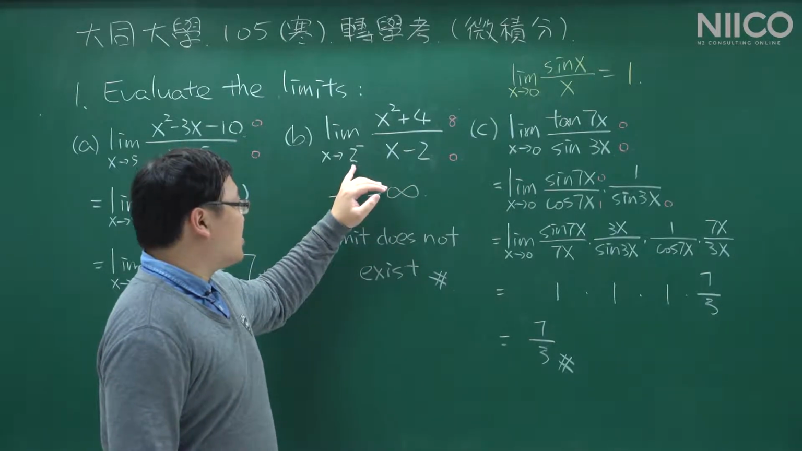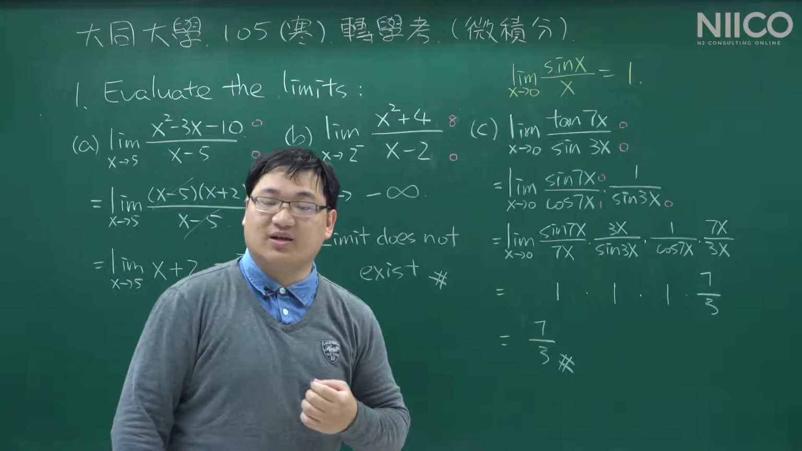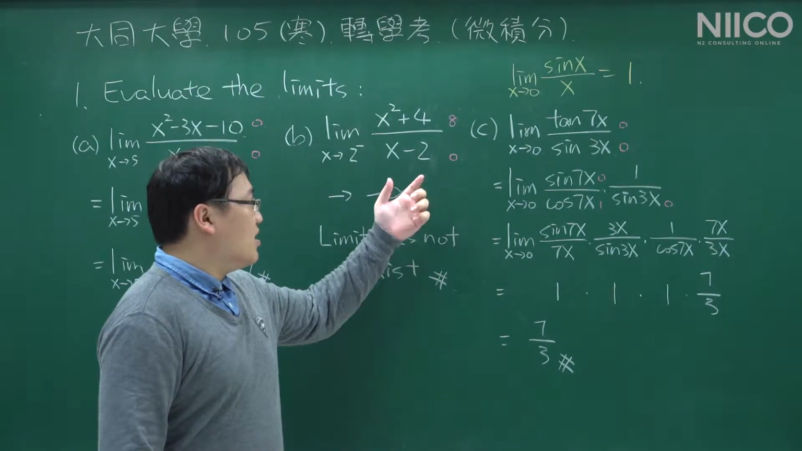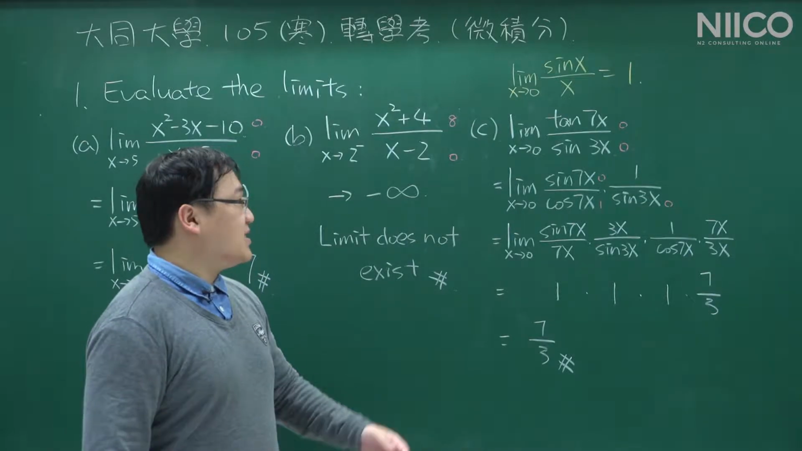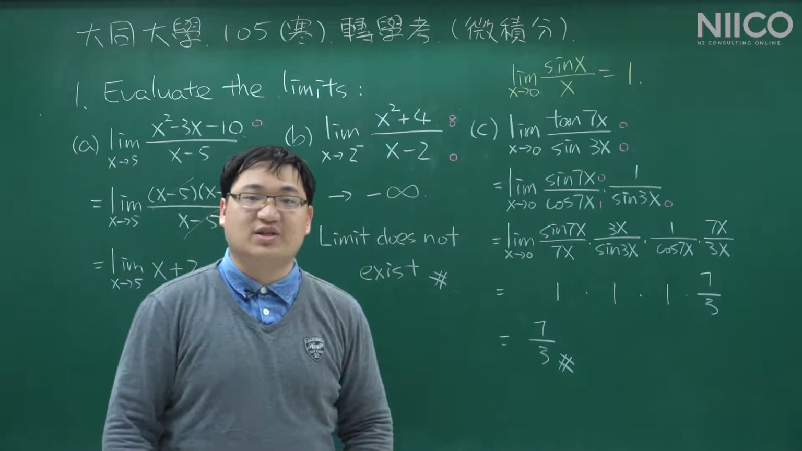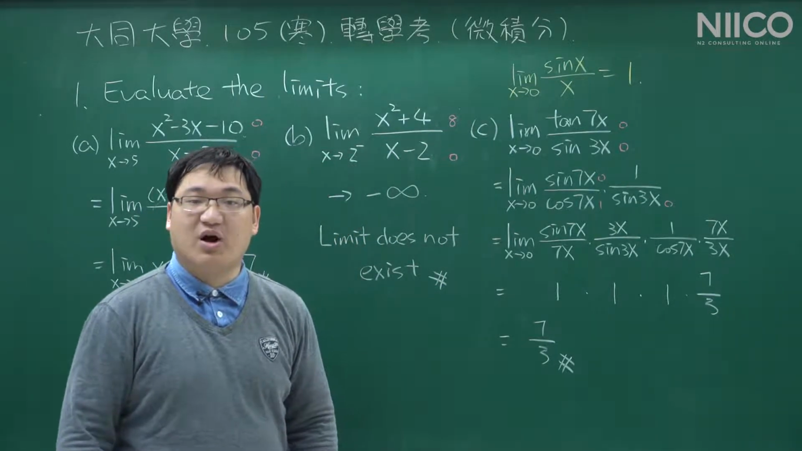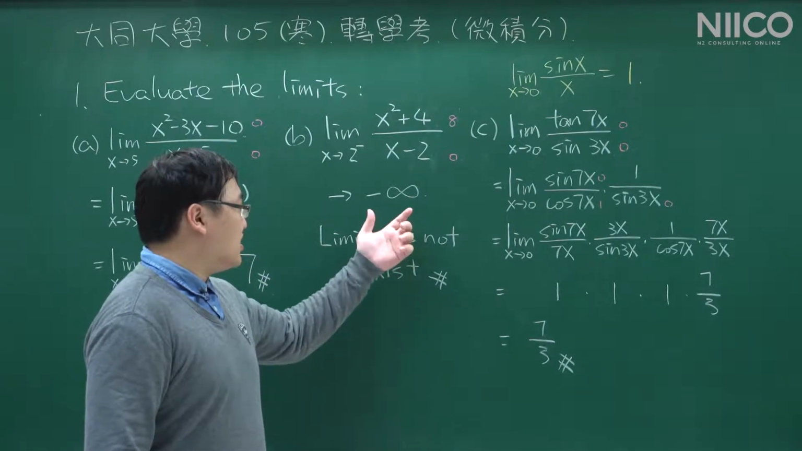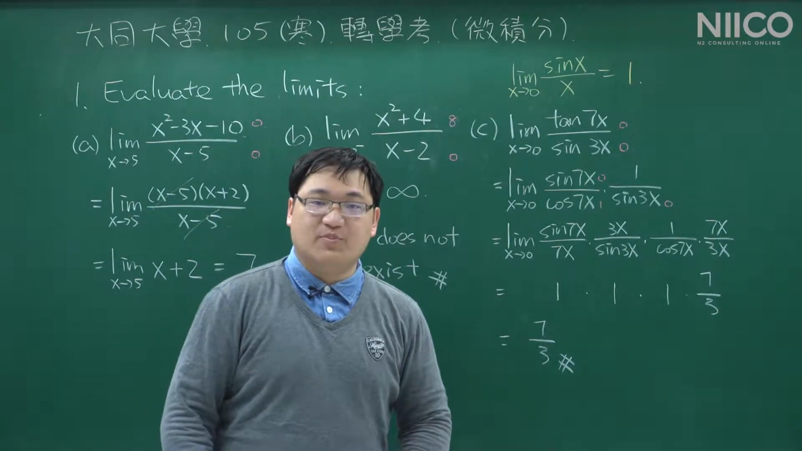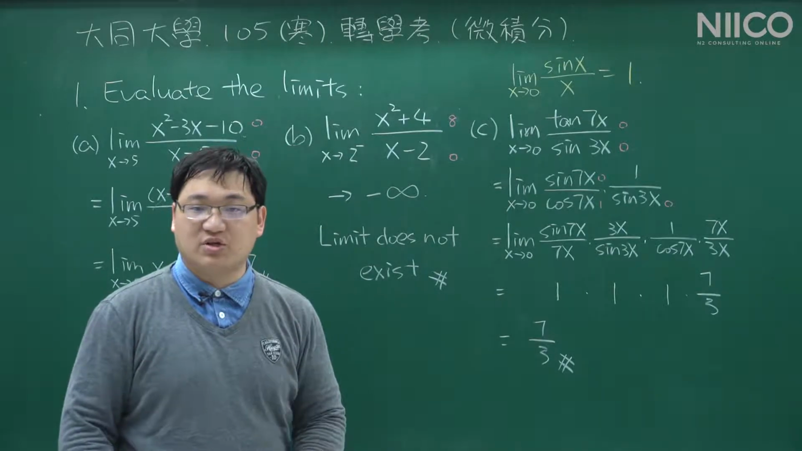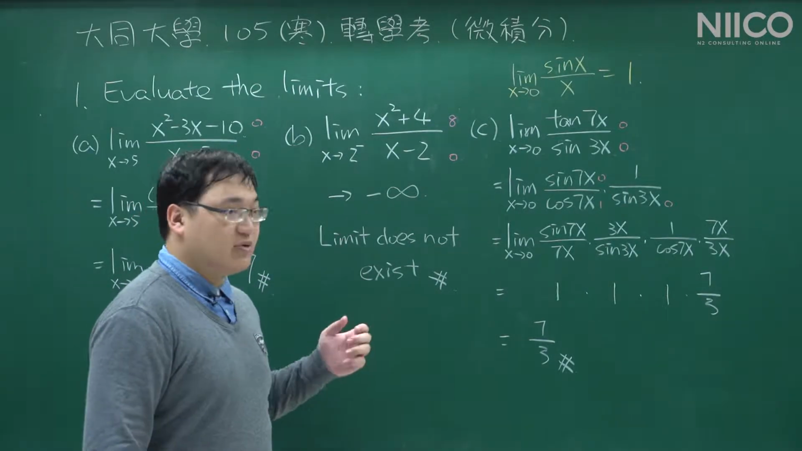So we see that this limit actually goes to negative infinity. So the limit of this formula is actually non-existent. So the limit does not exist at all. You have to be careful not to write negative infinity as your answer because infinity and negative infinity are not numbers. Therefore, it is not correct to write them down as your final answers.